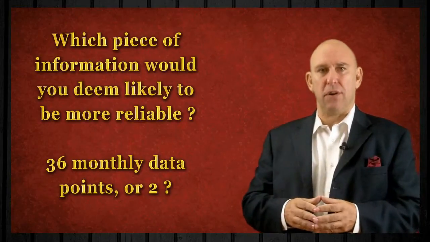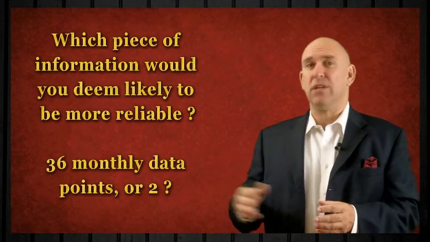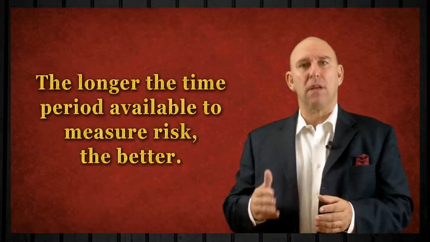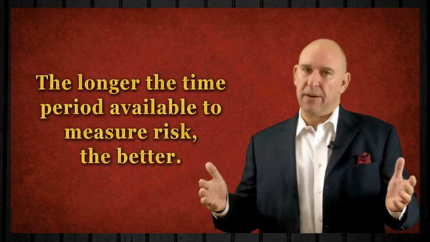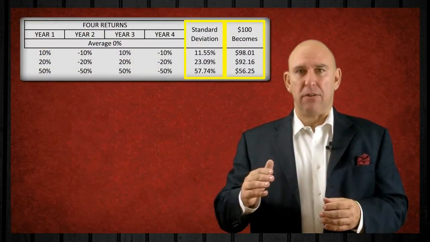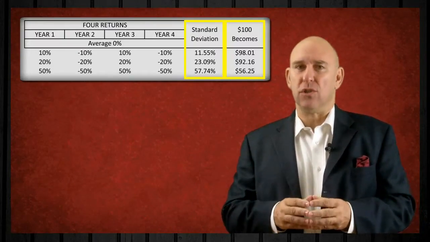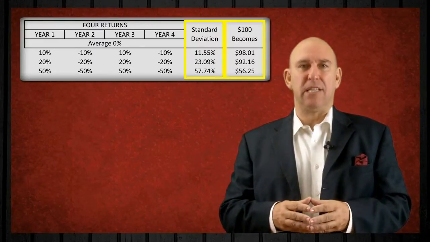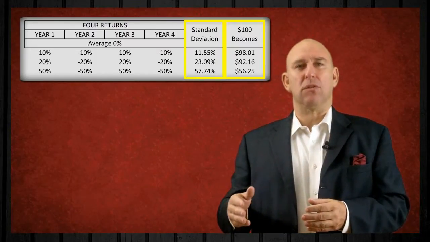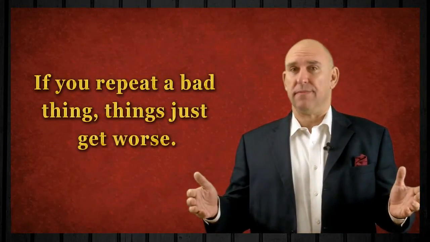To take that one step farther, would a standard deviation using 36 monthly returns or a standard deviation using 120 monthly returns likely be more reliable? The longer the time period available to measure the risk, the better. If the roller coaster repeats itself in its up-down pattern, we get these results that you see on the screen. We'll see that the standard deviation is lower because we have more data and the data is becoming more useful or reliable. But we'll see that our net results are getting worse. The summary, if you repeat a bad thing, things just get worse.